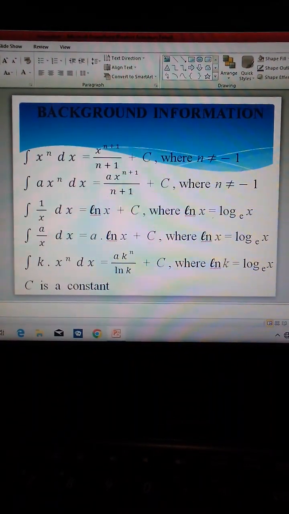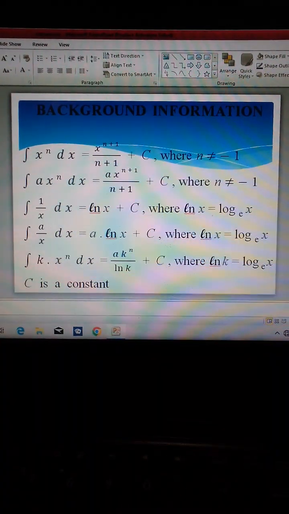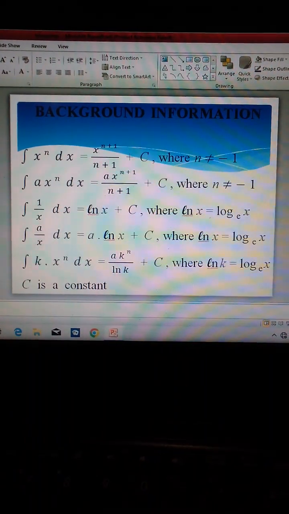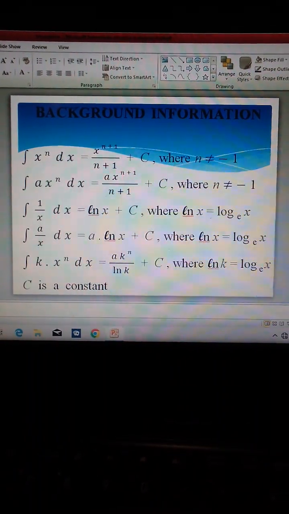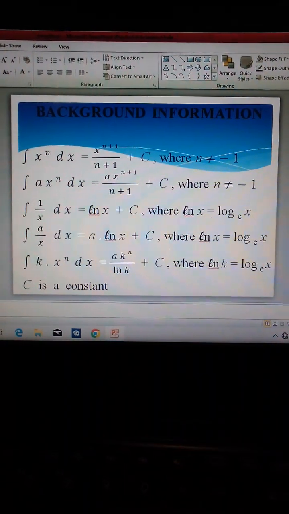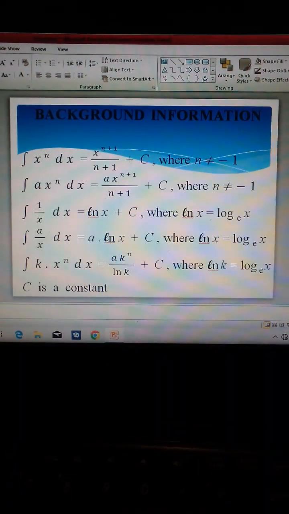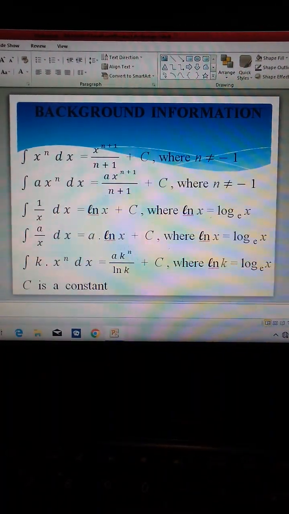Remember, in differentiation, what do you do? First, you multiply the term by the exponent, and then you subtract 1 from the exponent, right? But here first you add 1 to the exponent and then you divide the term by the new exponent, which is n plus 1.